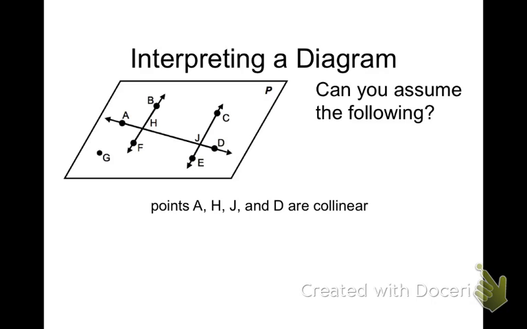that points A, point H, well, there's not a dot there. How do I know it's a point? It's intersected. Two lines intersect at a point. Point J and point D are collinear. Can we assume that? Yes. They're on the line. Can we assume that points F, H, and B are collinear? Yes.